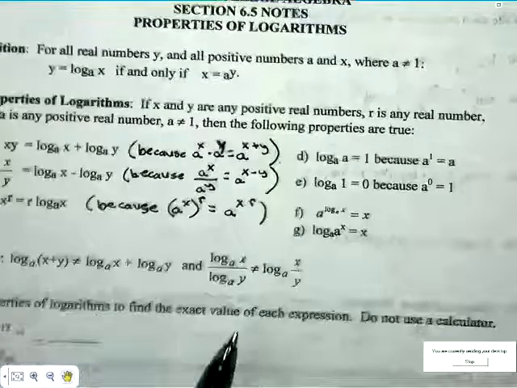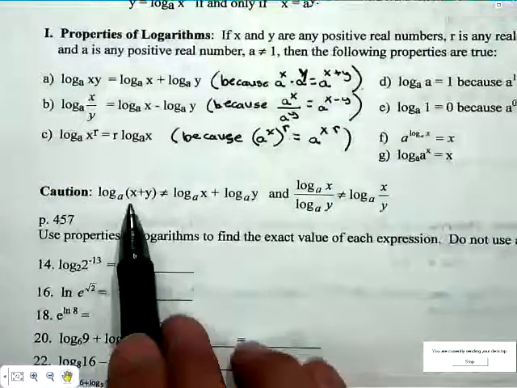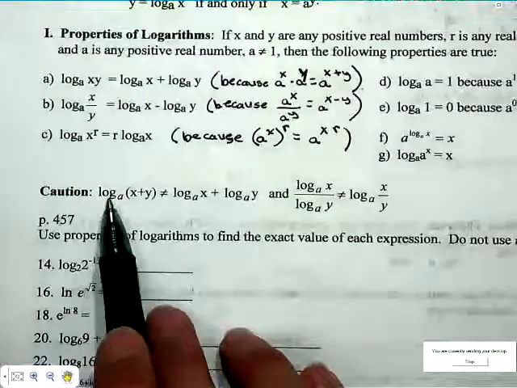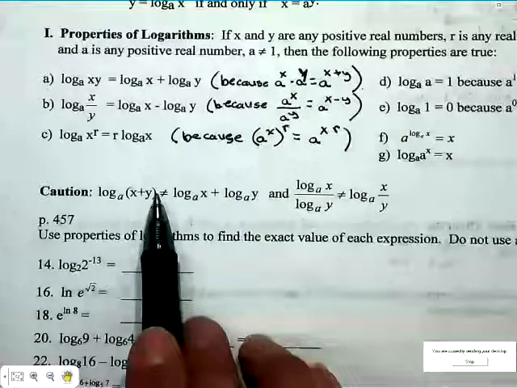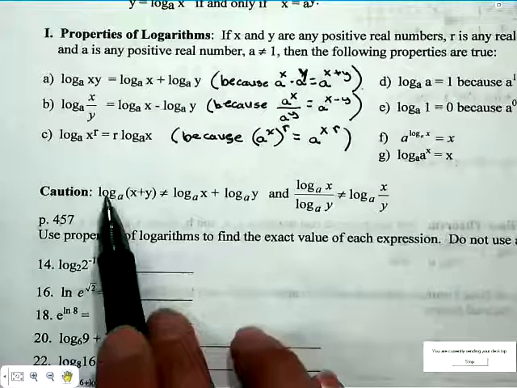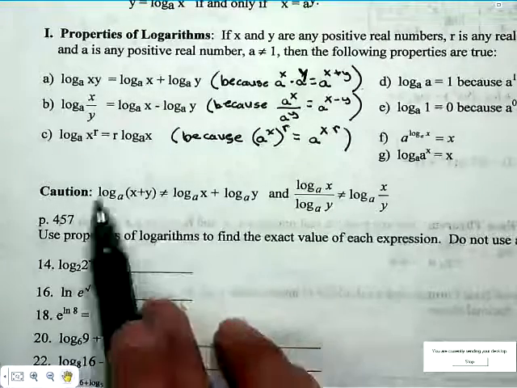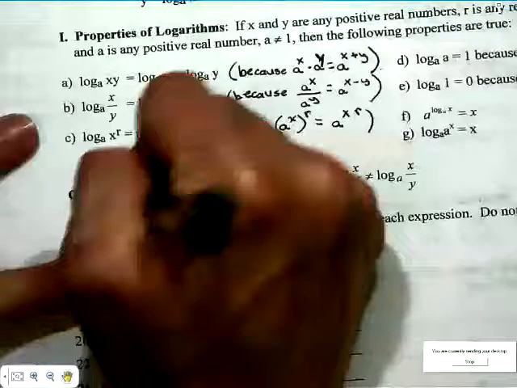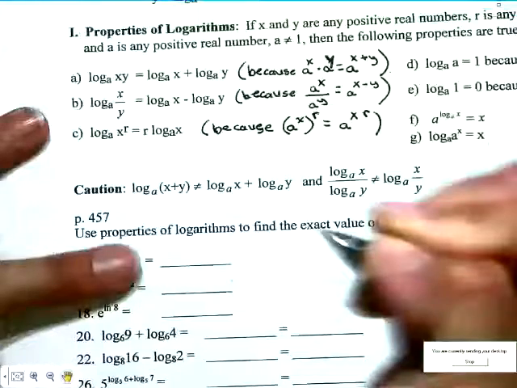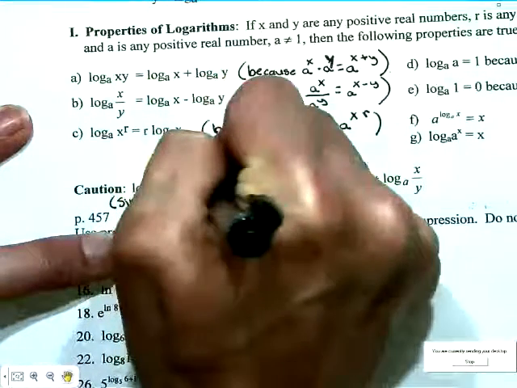Two important cautions to give you. I see this all the time. I see folks illegally distribute a logarithm. If you have log of x plus y, you can't just distribute log because this doesn't mean multiplication. This is not log times x plus y. Log is not a number, so you can't distribute it. It's just as illegal as saying x plus y squared.